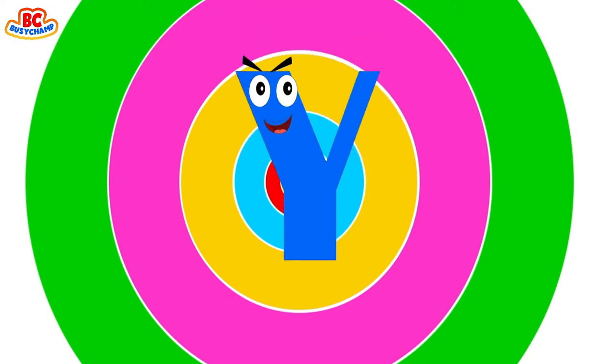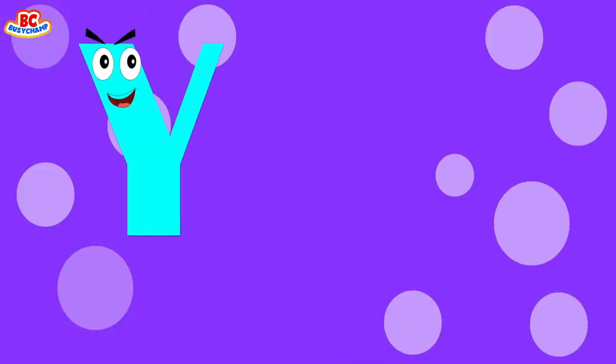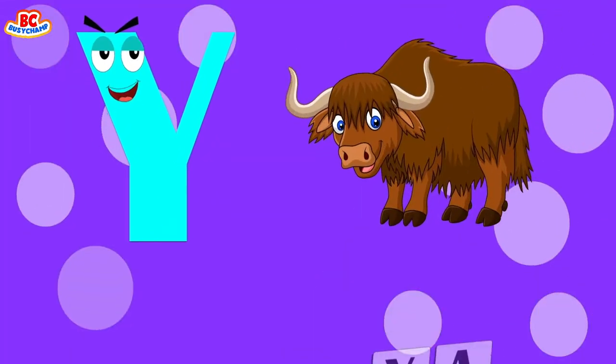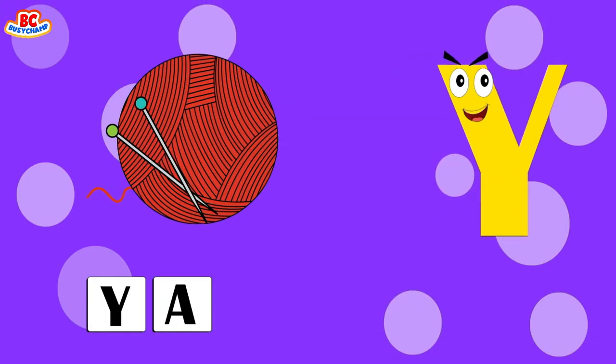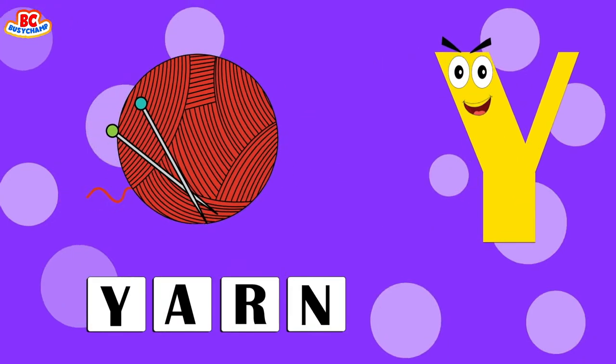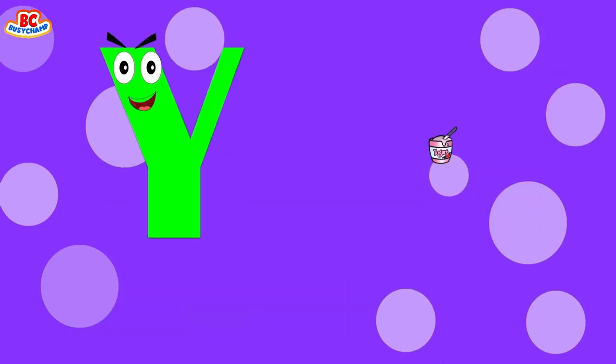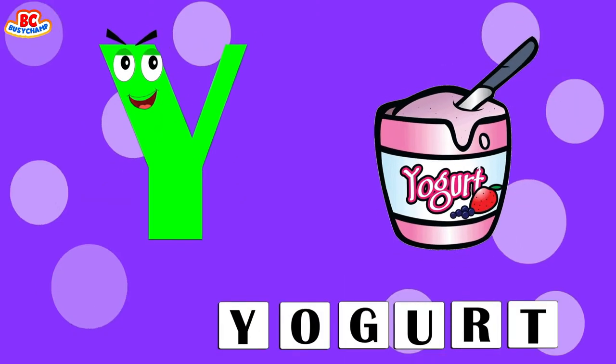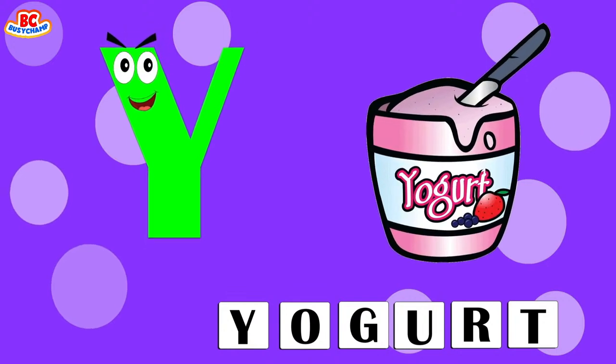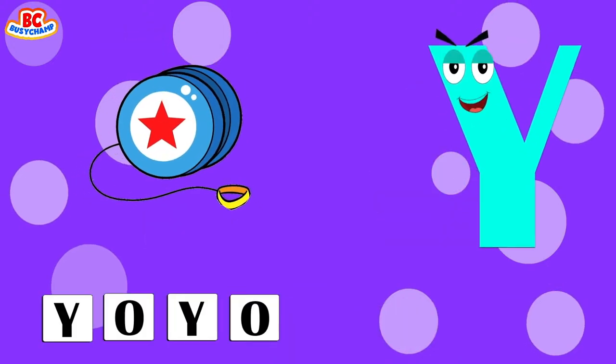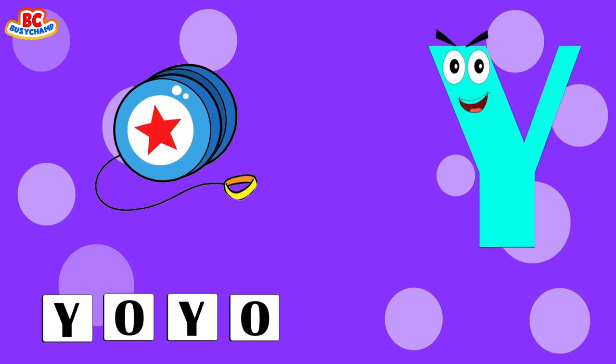Here comes the letter Y. Y is for yak. Y, Y, yak. Y is for yarn. Y, Y, yarn. Y is for yogurt. Y, Y, yogurt. Y is for yo-yo. Y, Y, yo-yo.